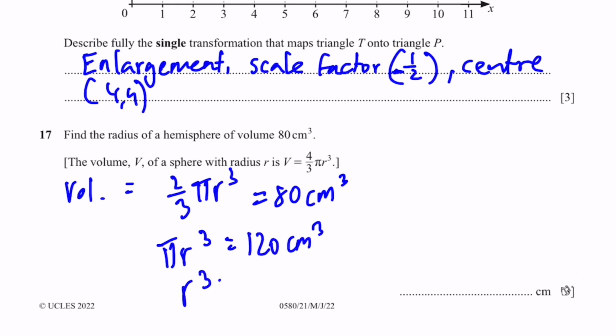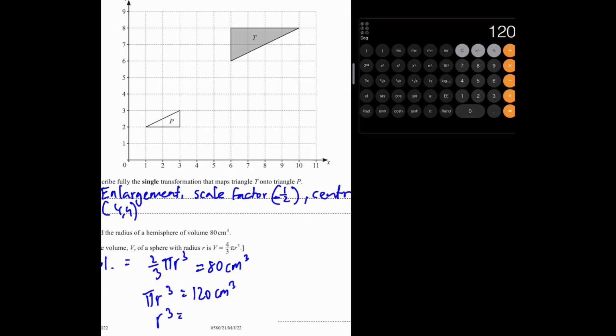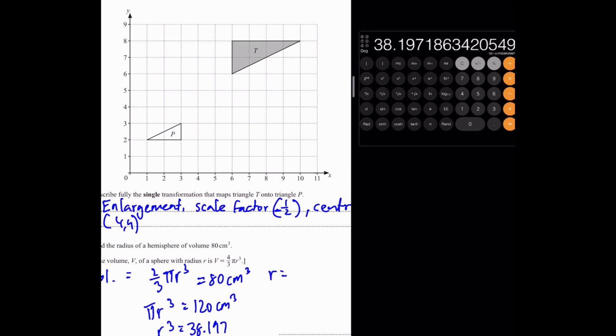And then r cubed, we can do 120 divided by pi on our calculator. 38.197 approximately. That means the radius will be the cube root of 38.197. Now when we do that, we get 3.37 centimeters, to 2 decimal places. That's the answer.